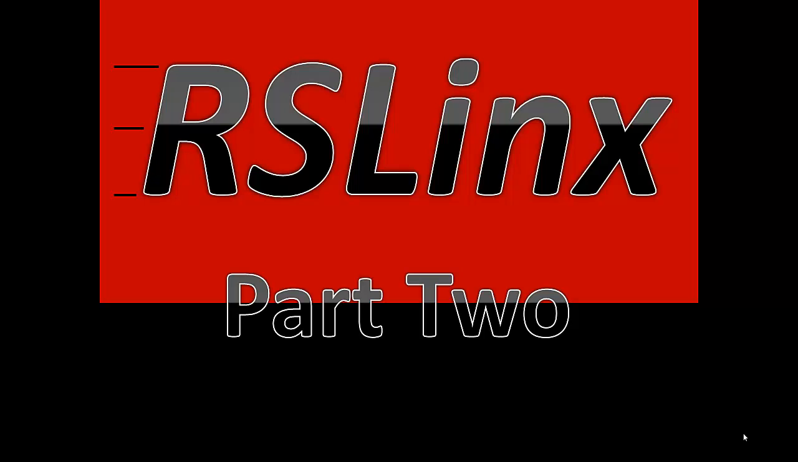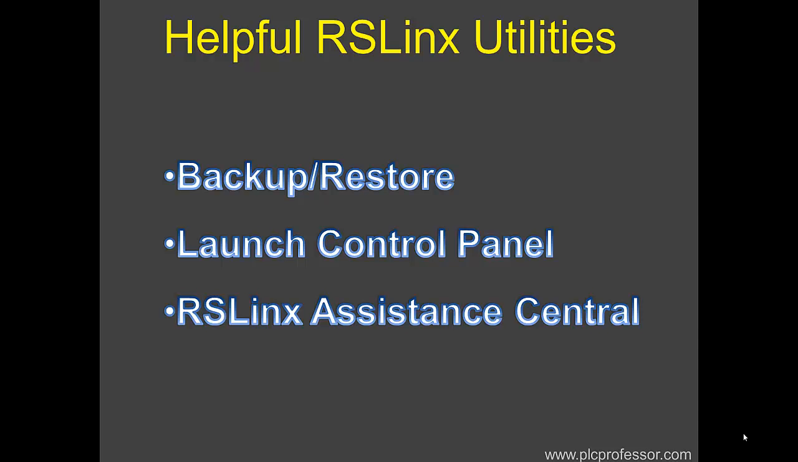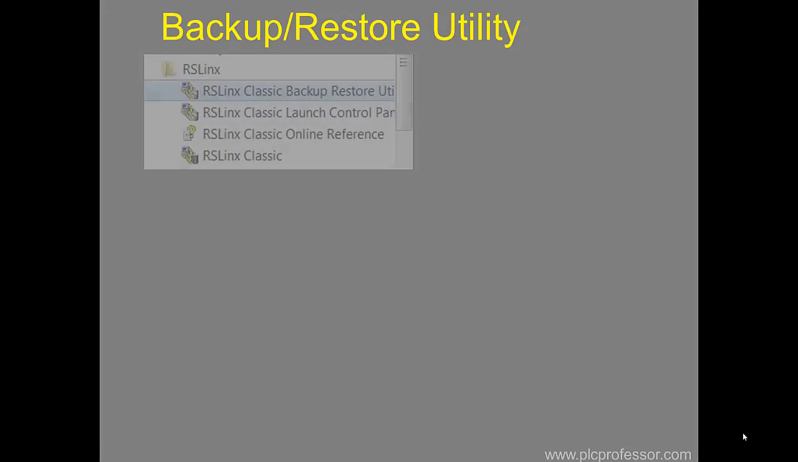When we left part 1, we said that we were going to be discussing helpful RSLinx utilities. The backup restore function, launch control panel. Sounds like the name of a song, doesn't it? Launch control panel. And RSLinx Assistant Central. Now that's changed a little bit. It used to be from the help tab in the menu that you could go right to online help with RSLinx. That's no longer available, but there is a lot of actual help built right into RSLinx.